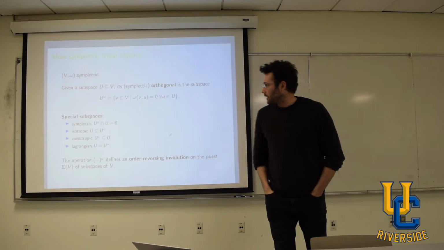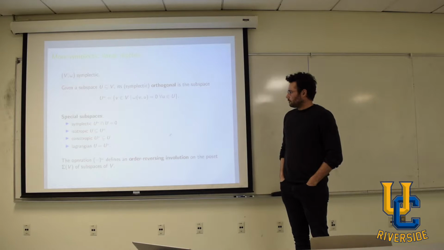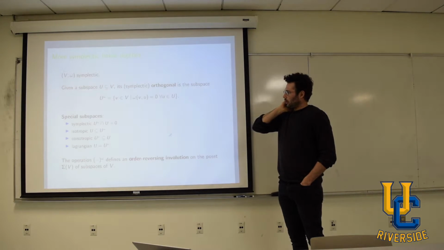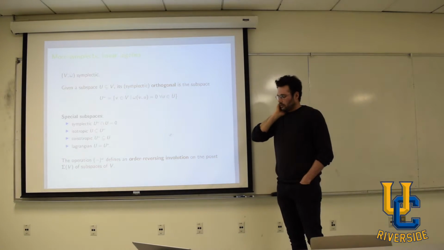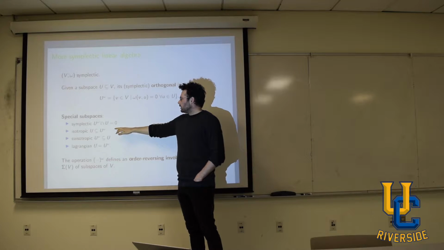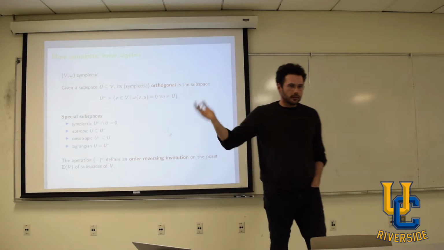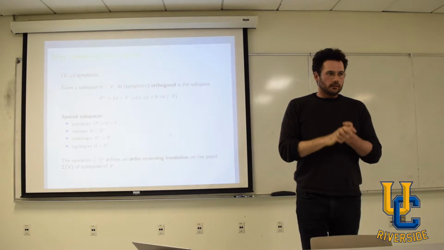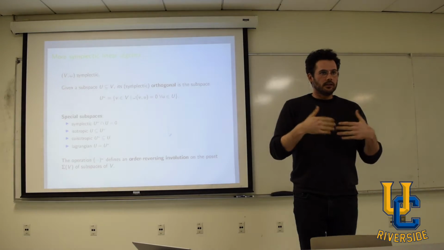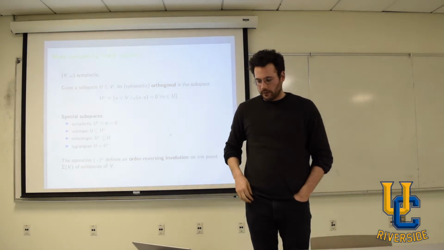And some special subspaces in the symplectic vector space are ones that behave like this with respect to this operation of taking the orthogonal. So, for example, an isotropic subspace is one which is contained in its orthogonal. So unlike in orthogonal geometry, like Euclidean geometry, where the orthogonal of a space is always independent of the space you're taking the orthogonal of, here that might not be the case.